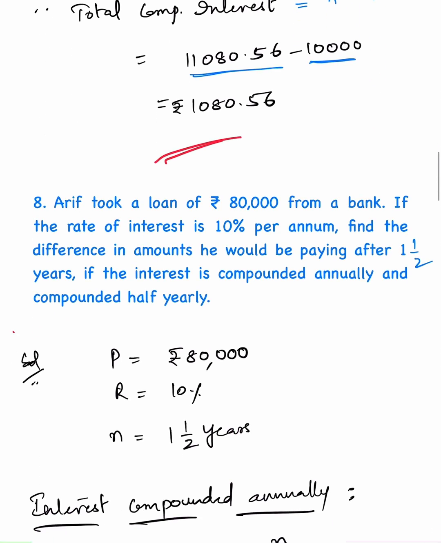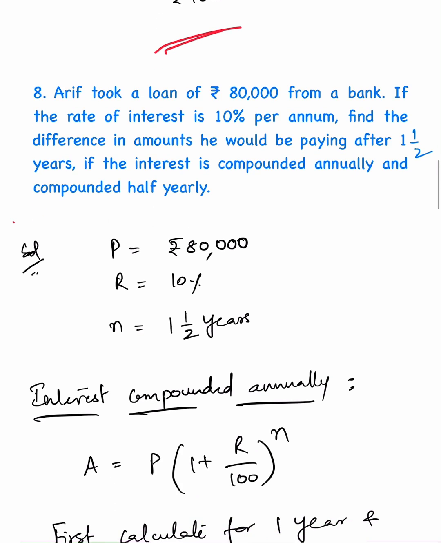Arif took a loan of 80,000 from a bank. If the rate of interest is 10% per annum, find the difference in amounts he would be paying after 1.5 years if the interest is compounded annually and compounded half yearly. Here we have to find the interest if it is compounded annually and if it is compounded half yearly. So first let us calculate the interest for the compounded annually case.